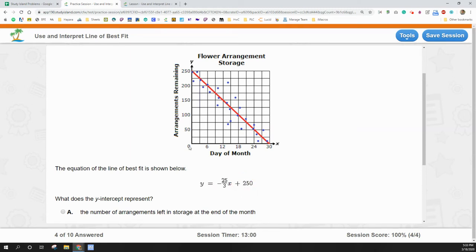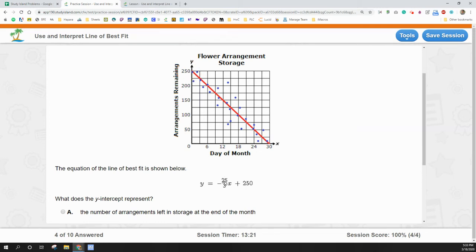So when the day of the month is 0, so when you start the month, there are 250 arrangements remaining. On the 0 day of the month, that means right when the month starts, there's been 0 days of the month so far. 250 as a y-intercept means that the florist starts with 250 arrangements.